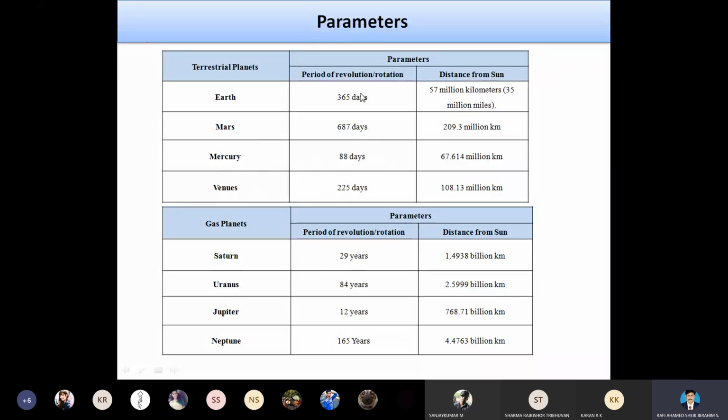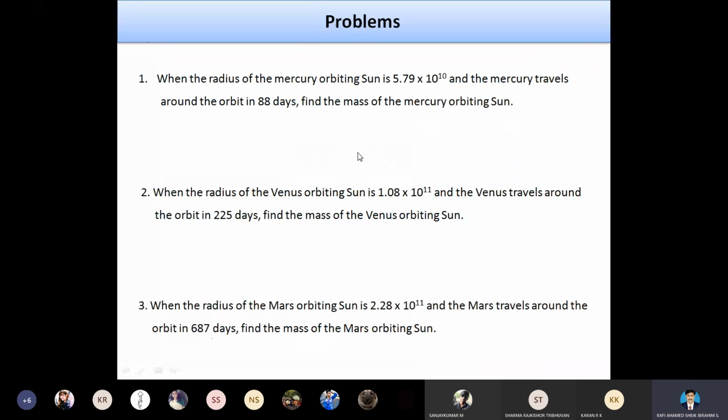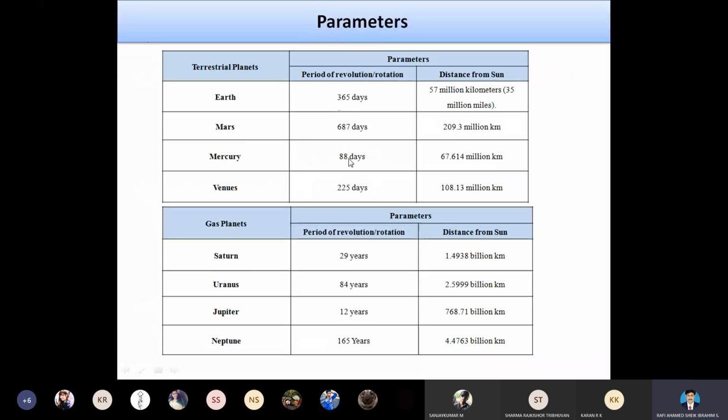I have given this data, and along with this data, I have given the radius of its orbiting position. So you have to consider these data, solve the problem, and submit it as an assignment.